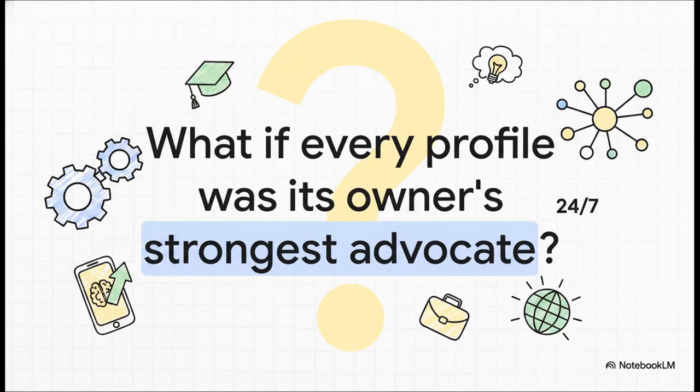So I'll just leave you with this one question. We started by talking about that passive profile, the one that's just sitting there. But what if we could flip that on its head? What if every single one of your students had a profile that was actively, intelligently, and authentically advocating for them 24/7? That's the potential we're talking about here.